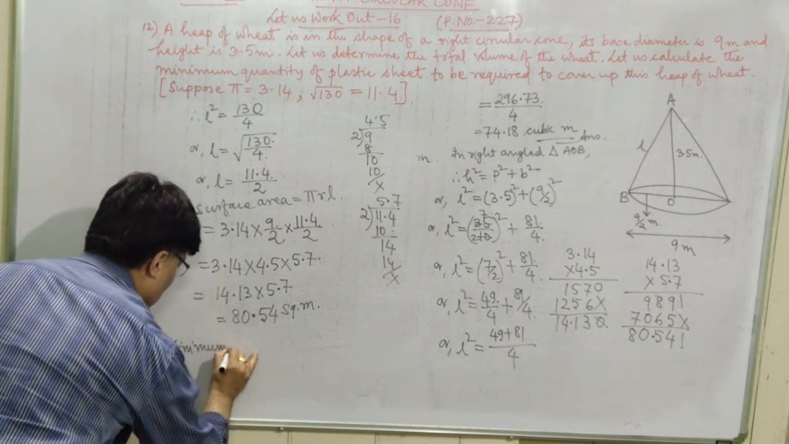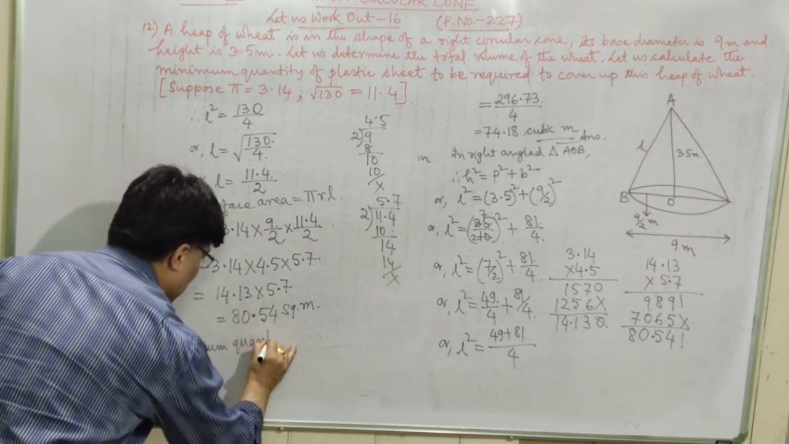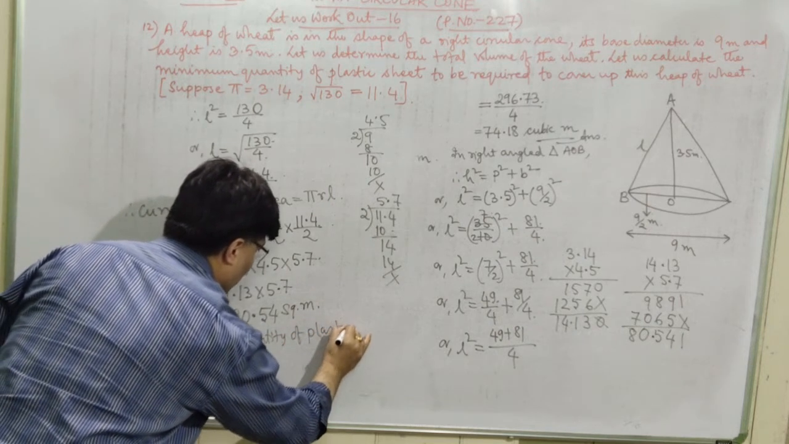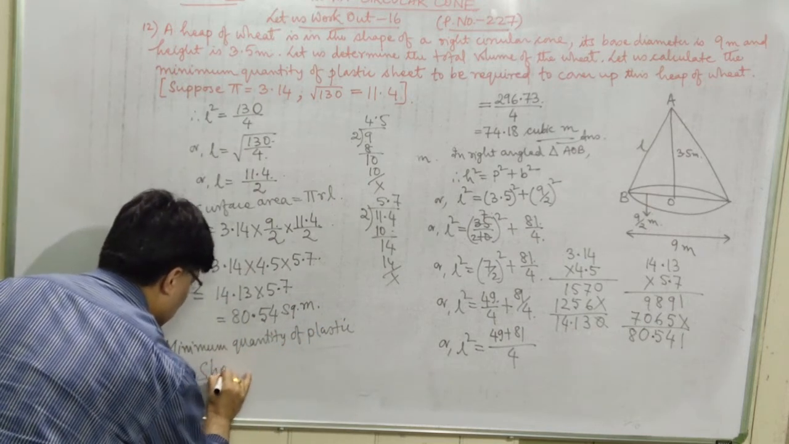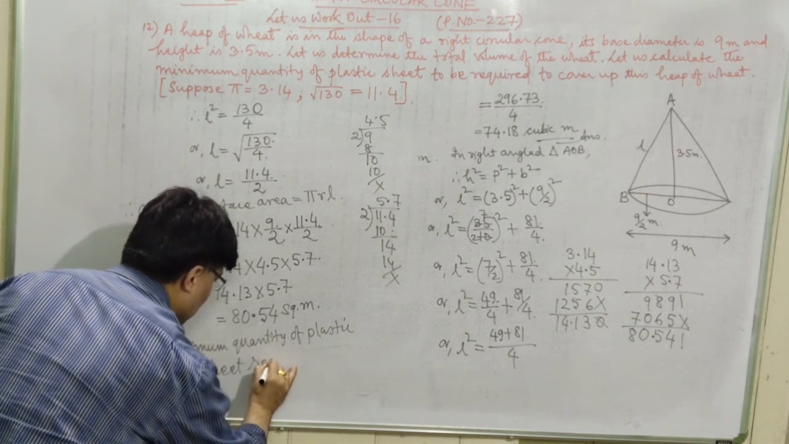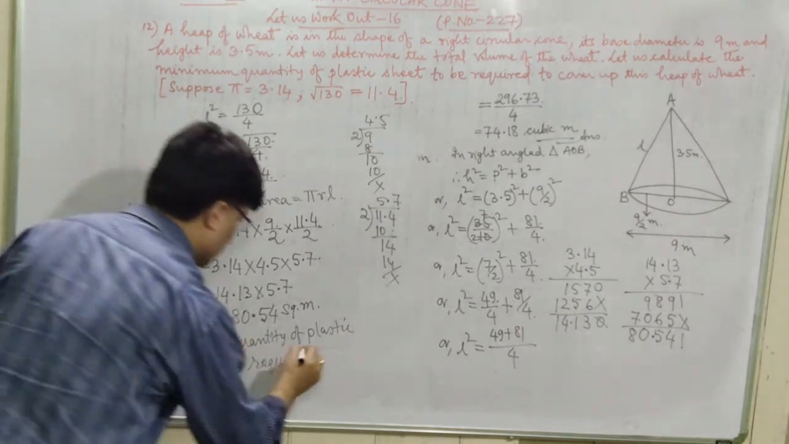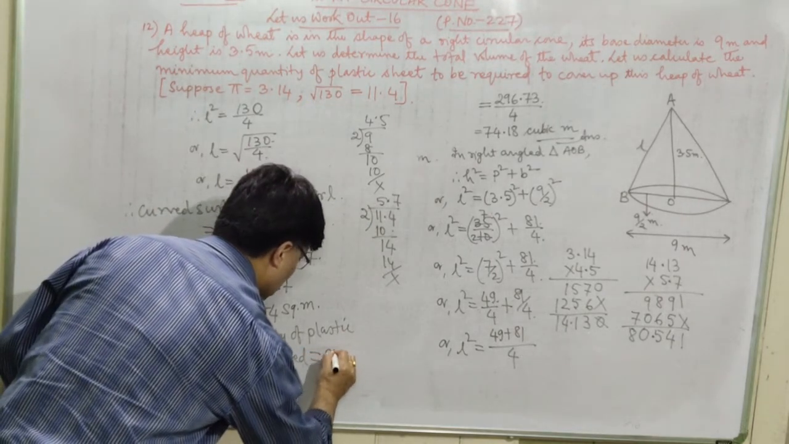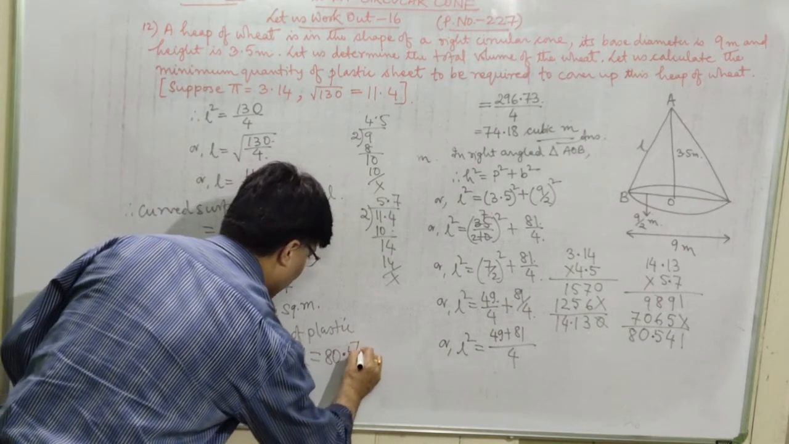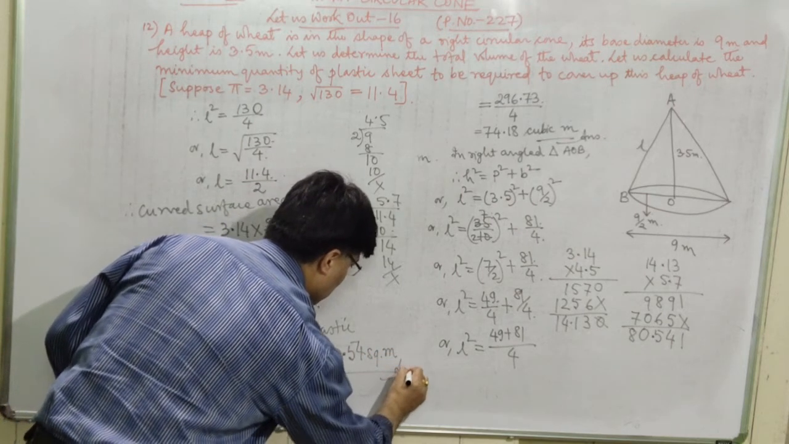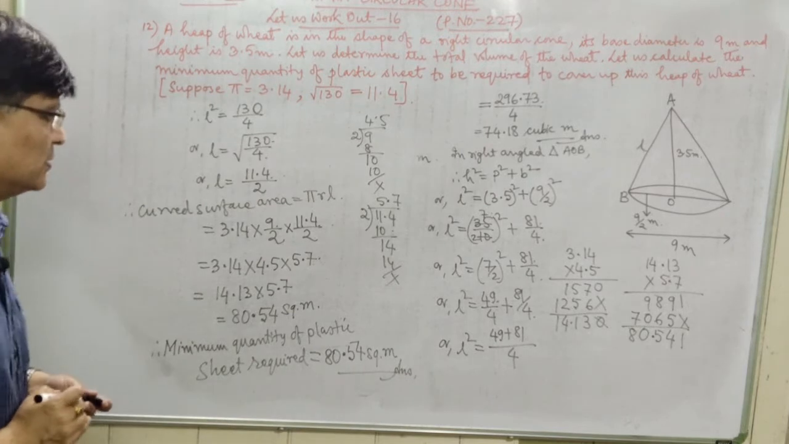Minimum quantity of plastic sheet required. Minimum quantity of plastic sheet required is equal to 80.54 square meter. So this is the final answer.